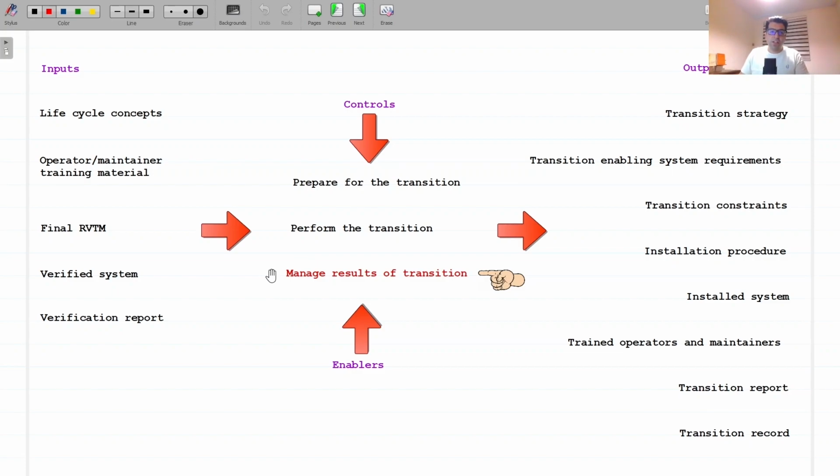Manage results of transition. Post implementation incidents and problems are captured and may lead to corrective actions or changes to the requirements. The quality assurance process is used for the incident and problem resolution that is reported during performance of the transition process. Record anomalies observed during the transition process.